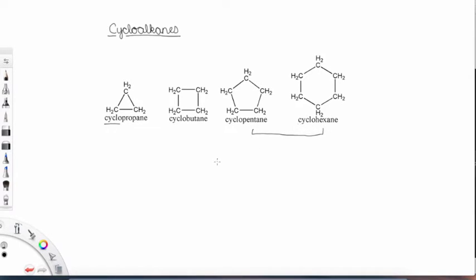The general molecular formula for cycloalkanes is CnH2n. For example, for cyclopropane, you have 3 carbons, so n equals 3, and then you have 6 hydrogens. The naming of cycloalkanes is very similar to the naming of alkanes.